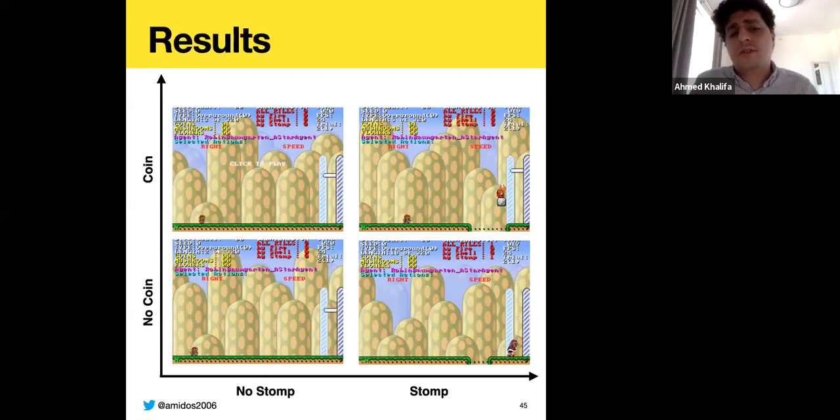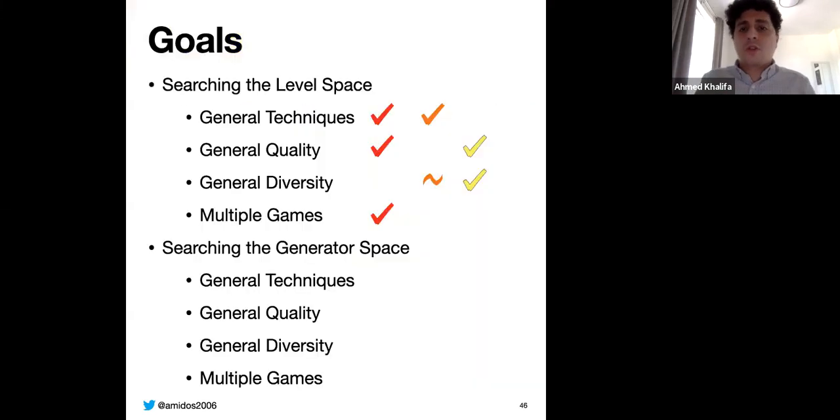This is kind of interesting because, as you can see now, we have levels that have all the combinations. We have levels that don't have any coin or no monster killing. We can have killing the Koopa or collecting a coin or both happening together. So let's look back at our goals. Now we introduced some new general quality metrics, which produce these nice looking clean levels.